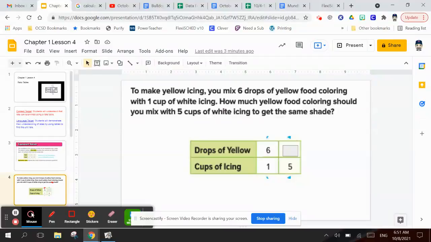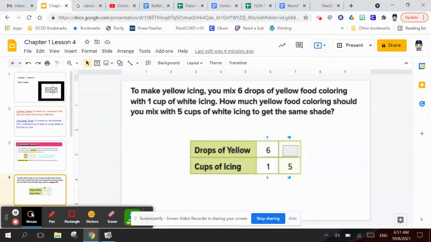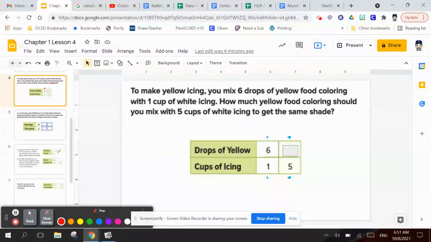So to look at our first example, it says to make yellow frosting, you must mix 6 drops of yellow food coloring with 1 cup of white icing. How much yellow food coloring should you mix with 5 cups of white frosting to get the same shade? So as I look at our example, I need to know, what do I do to go from 1 to 5? Since my number is getting larger, I need to know, what can I multiply by 1 to get 5? Well, that's going to be 5.